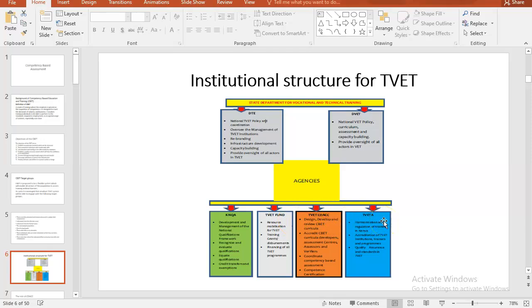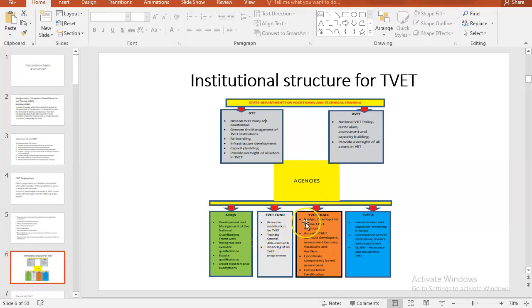Whereby the KNQA we have development and management. The function of KNQA is development and management of the national qualifications framework, recognizing and evaluating qualifications, equating qualifications, and the credit transfer and the exceptions.